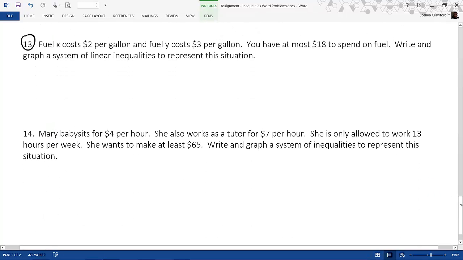Last one. Fuel. Let's say Valero costs $2 per gallon, and Shell costs $3 per gallon. You have at most $18 to spend on fuel. Write and graph a system of linear equations to represent this situation. Now, I don't have the second sentence here. We need to know how many gallons we need. So you have at most $18 to spend on fuel, but let's say we need 5 gallons or more.